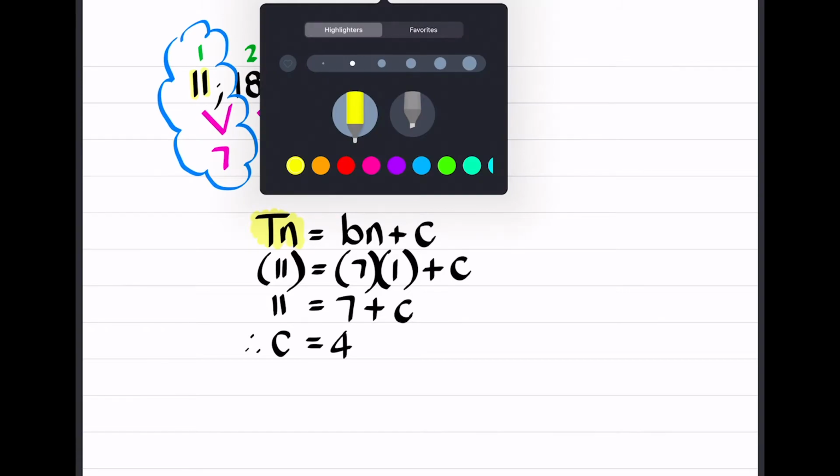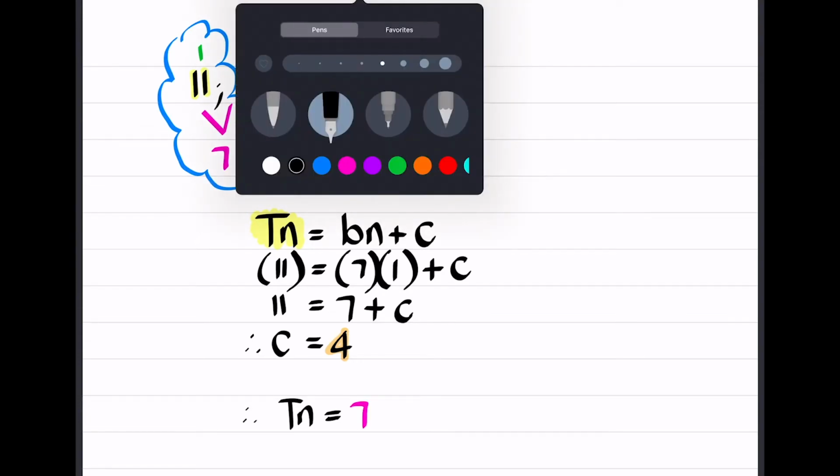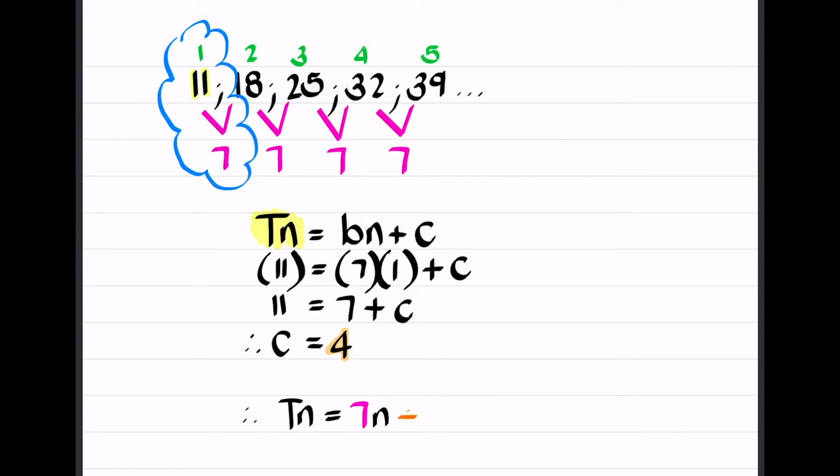So now I have my C value, and in this case it is 4. I would therefore be able to conclude that Tn is equal to Bn. B's value is 7, so that is 7n plus C, and C's value is positive 4.